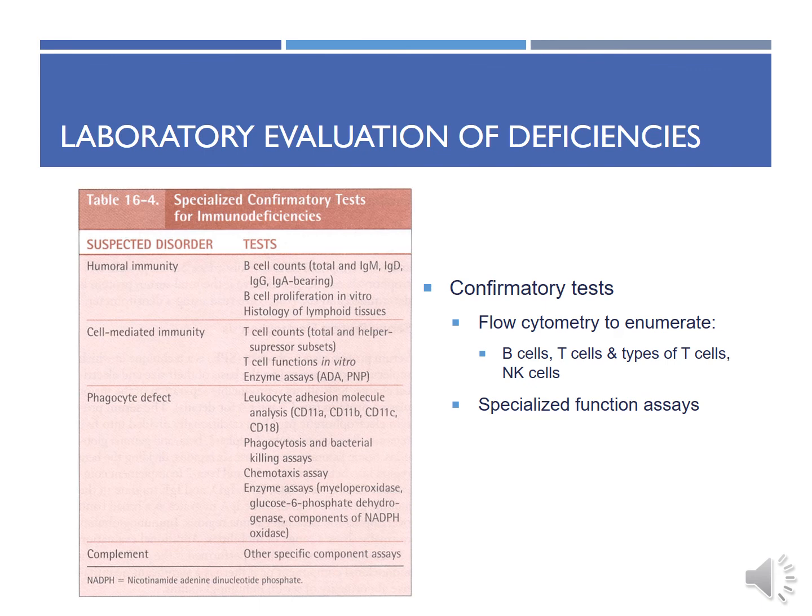This table helps break down different tests we can do if we suspect this patient has a humoral immunity disorder, or cell-mediated, or maybe a neutrophil defect. We can run these different types of tests to help us detect exactly what's going on. We can also do confirmatory testing with flow cytometry, and that would help us enumerate our B cells and our types of T cells.